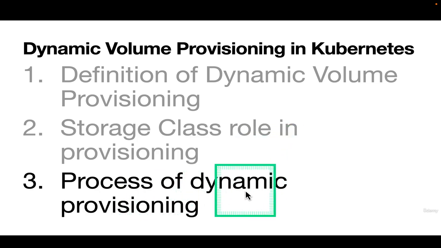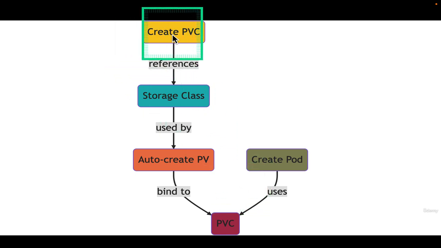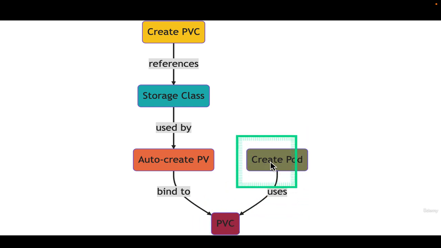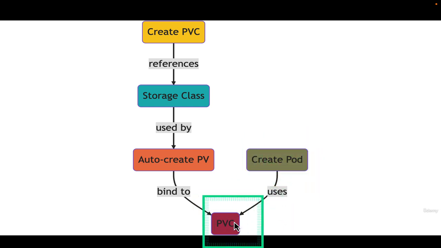Process of dynamic provisioning. So the process looks something like this. The user creates a PVC referencing a storage class. The system creates a PV, persistent volume, using the storage class provisioner, and the user creates a pod that uses the persistent volume claim. So you will create a PVC which will reference a specific storage class, and the storage class is used to automatically create a persistent volume, and this persistent volume gets bound to the persistent volume claim, and when you create a pod, it will automatically use the persistent volume claim.